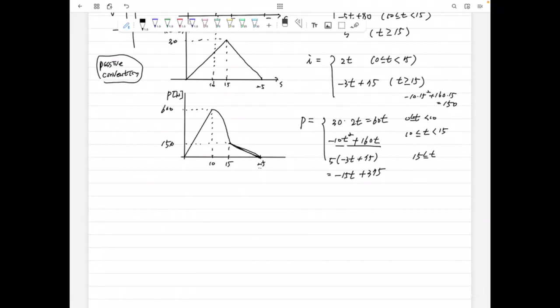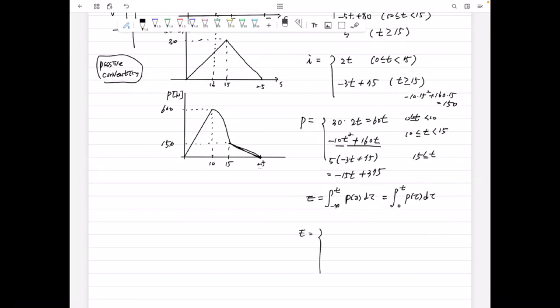And once more, if you want to calculate the energy from the power, what is energy? Energy is the integral from minus infinity to t of p(tau) d tau. We have assumed that before 0 seconds there is no power, so in this case we can rewrite the integral from 0 to t of p(tau) d tau. Then what is the energy here? From 0 to t, 60 tau d tau, so there will be 3t square when t is from 0 to 10.